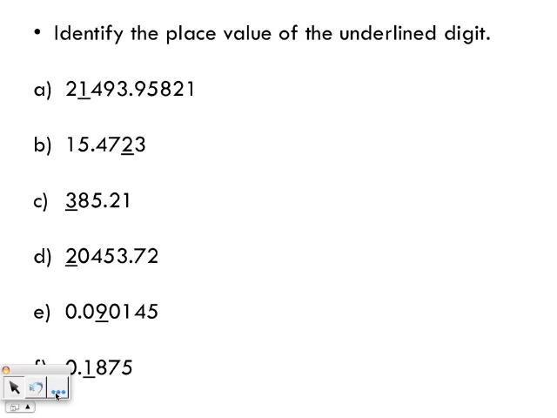Let's look at the following. Identify the place value of the underlined digit. We have the following: 21493 decimal 95821. What place value does that 1 belong to? Thousand. Thousands, without the THS. Okay. 15.4723, the 2 belongs to the what column? Thousandths.